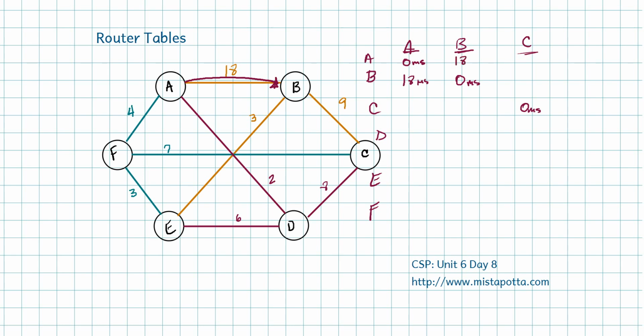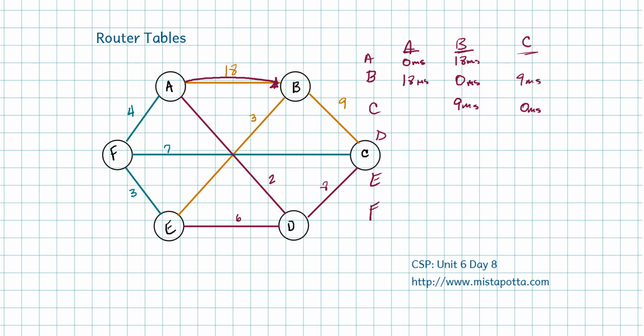B notices the exact same thing as well. A has no way to get to C, but B has a way to get to C. It takes 9 milliseconds, as does this. And of course, A has a way to get to D, C has a way to get to D, B does not have a way to get to D.